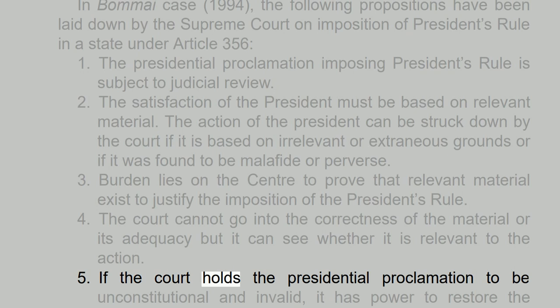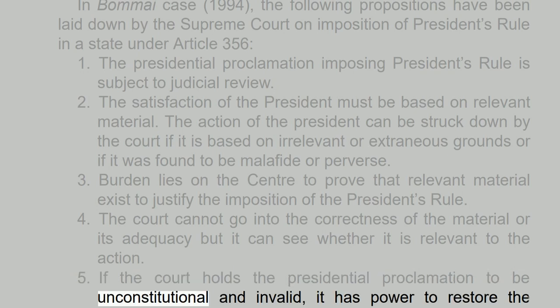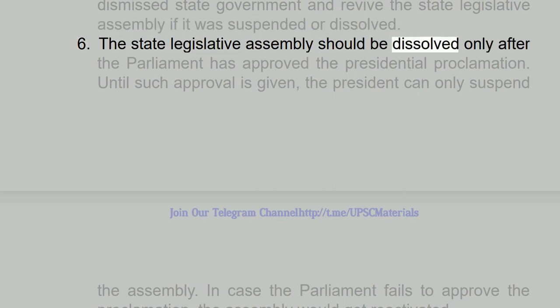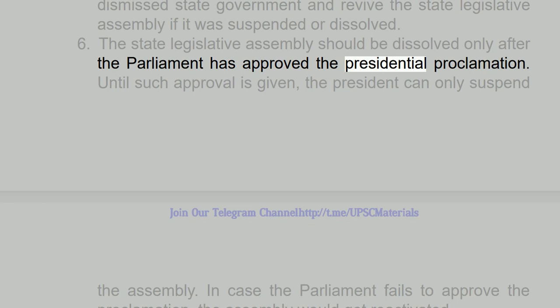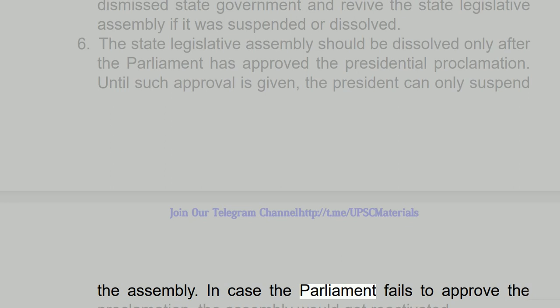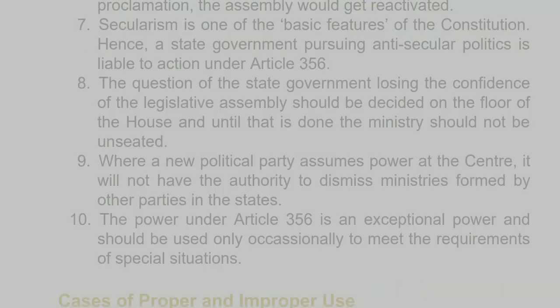5. If the court holds the presidential proclamation to be unconstitutional and invalid, it has power to restore the dismissed state government and revive the state legislative assembly if it was suspended or dissolved. 6. The state legislative assembly should be dissolved only after the Parliament has approved the presidential proclamation. Until such approval is given, the President can only suspend the assembly. In case the Parliament fails to approve the proclamation, the assembly would get reactivated.